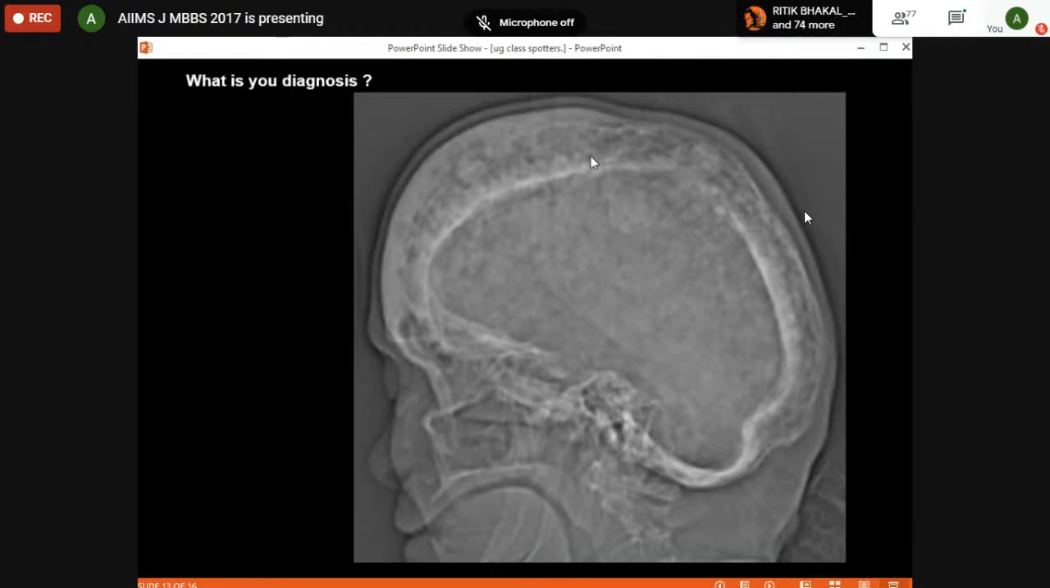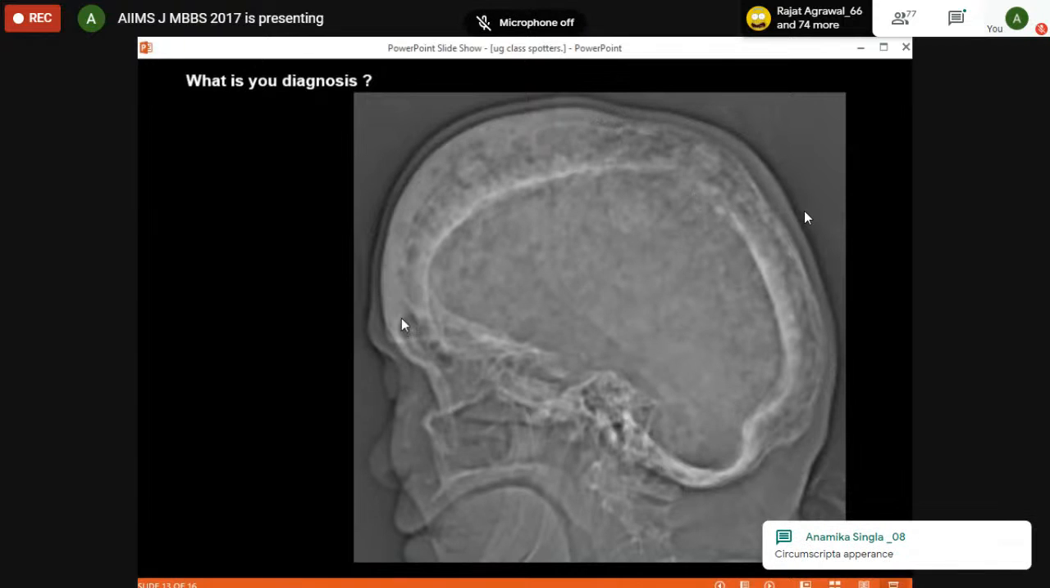Okay, so it's Paget's disease. Anamika got it right. You can see that there are multiple small, fluffy kind of opacities. These are called cotton wool opacities. And another sign is the Tam O'Shanter sign.